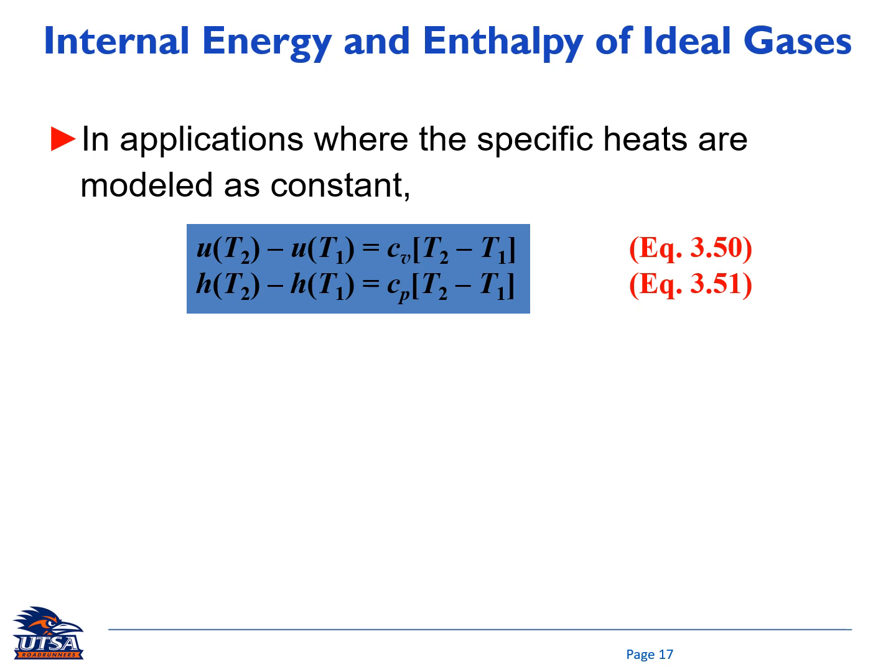So this is just a repetition from the previous slide. When the specific heats are modeled as constant, then you can use equations 3.50 and 3.51. So delta U equal to Cv times delta T, as well as delta H equal to Cp times delta T.